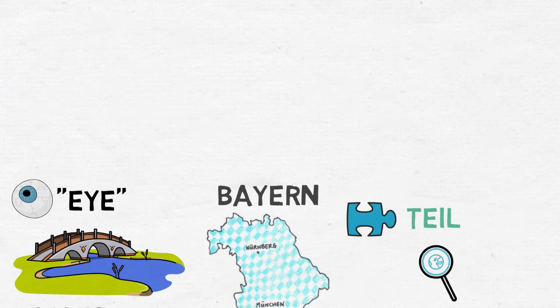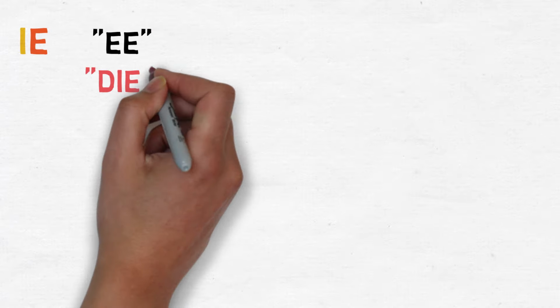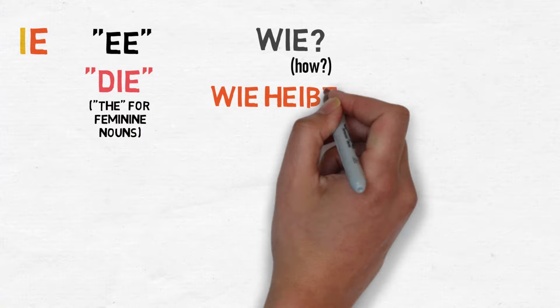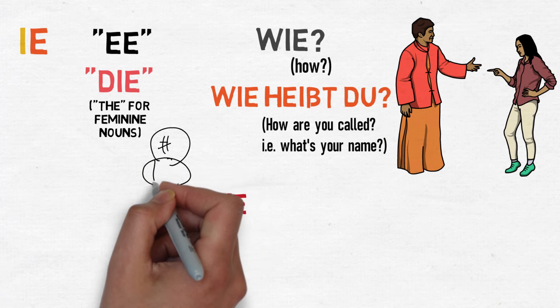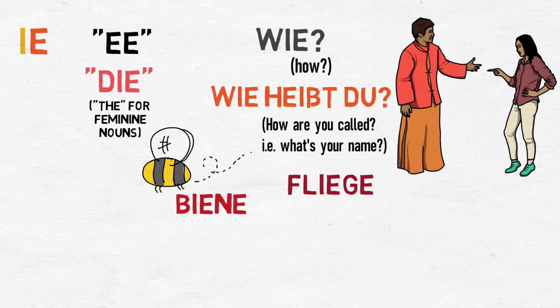The combination of I and E will always sound like I. For example, die, which is another word for the. Wie, meaning how, as in wie heißt du. Biene, meaning bee. Fliege, meaning fly.